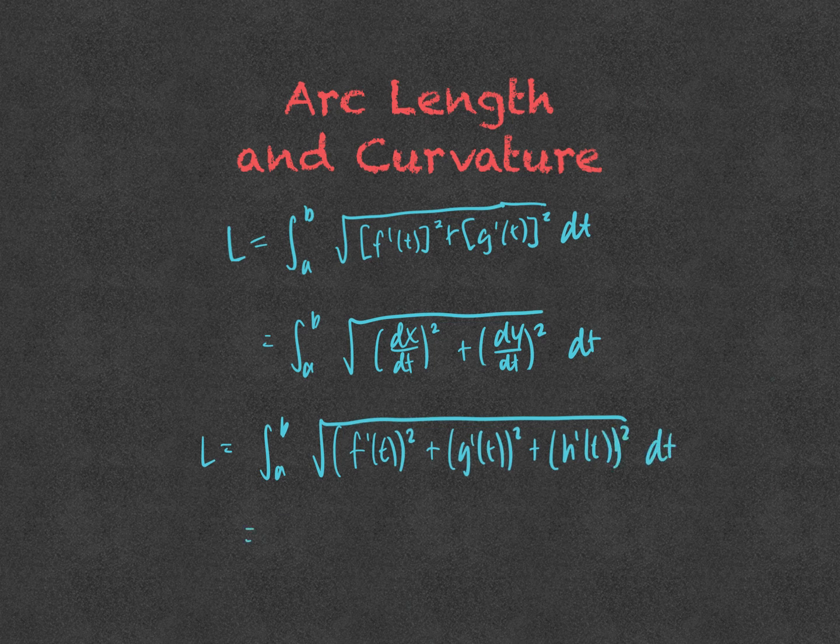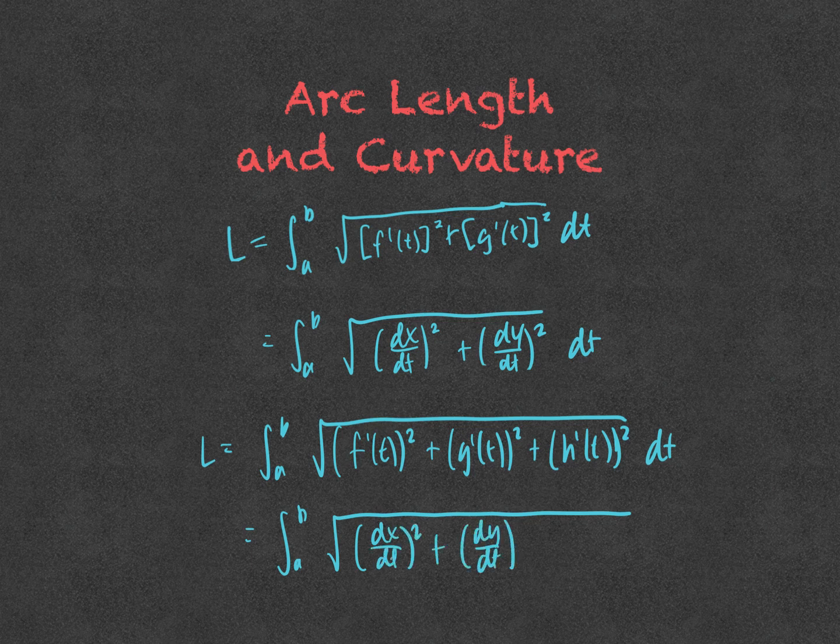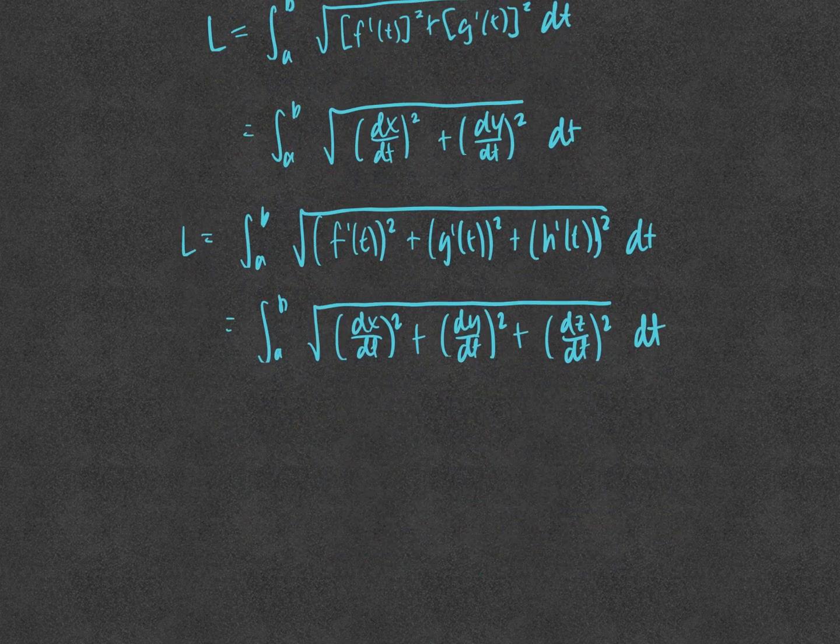Or we can call it the integral from a to b, and we have the square root of dx over dt quantity squared plus dy over dt quantity squared plus dz over dt quantity squared, with respect to t. I think these are easier than some of the arc length formulas we have, because you don't have to determine which of the ds's to use. If that makes sense, great, and if not, let it go.